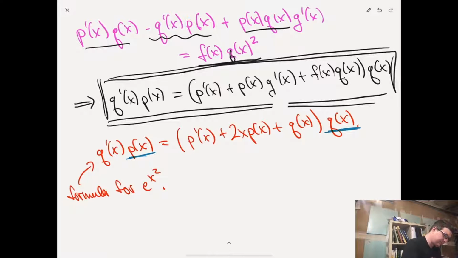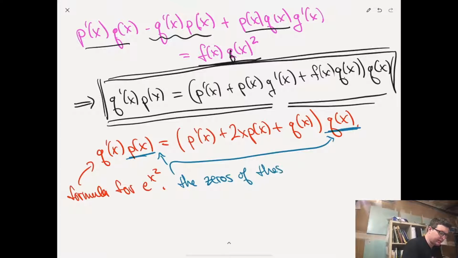So the zeros of these two polynomials are distinct. Okay? So what are we doing right now? We're deriving a contradiction. Okay?